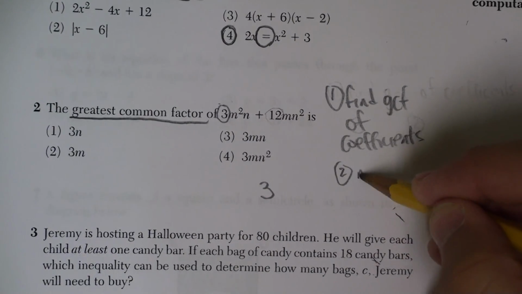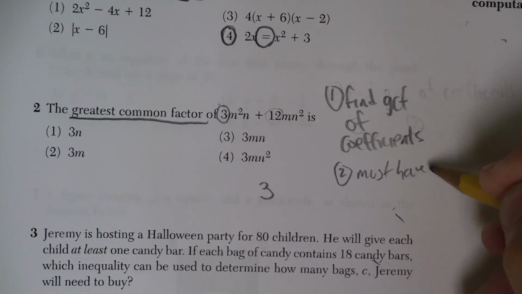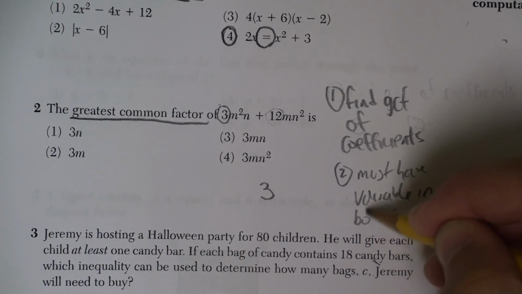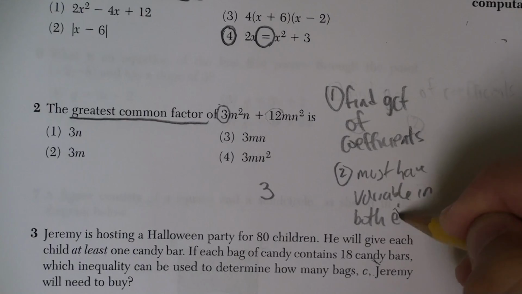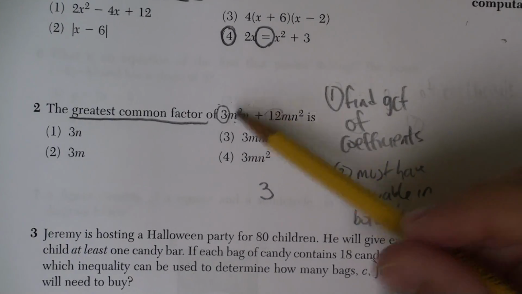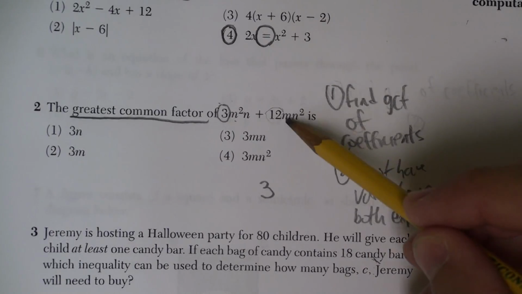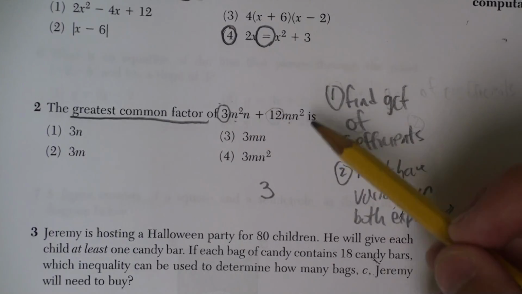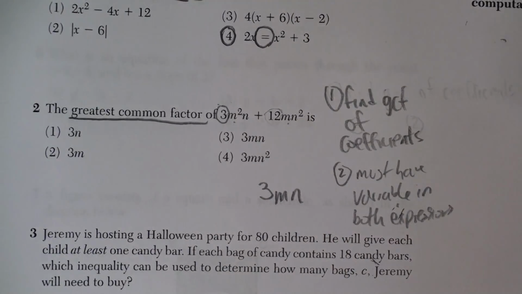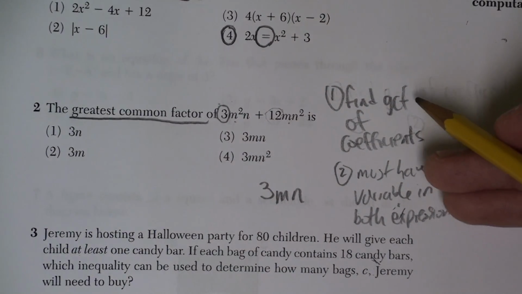Second, we must have variable in both expressions. So I see that there's an m squared here and an m here. There's an n here and an n squared there. So m and n are definitely going to be part of our GCF.